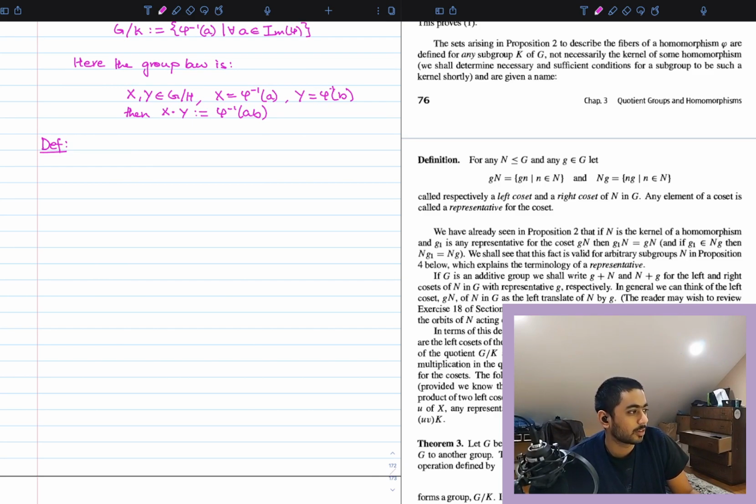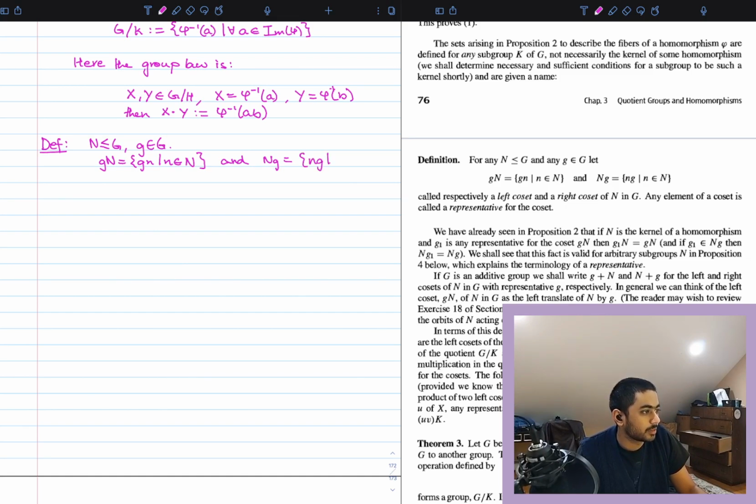UK, yeah. Okay, so for any n a subgroup of G, and g living inside G, this is notation for the following set: the set of all multiples you can make by multiplying this particular g with any n inside N. So it's like multiplying the element with the set, pointwise. And the same thing on the right hand side. So you have the left and right cosets.